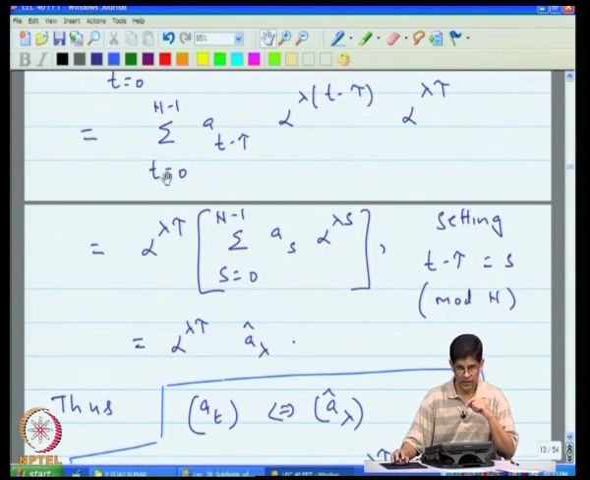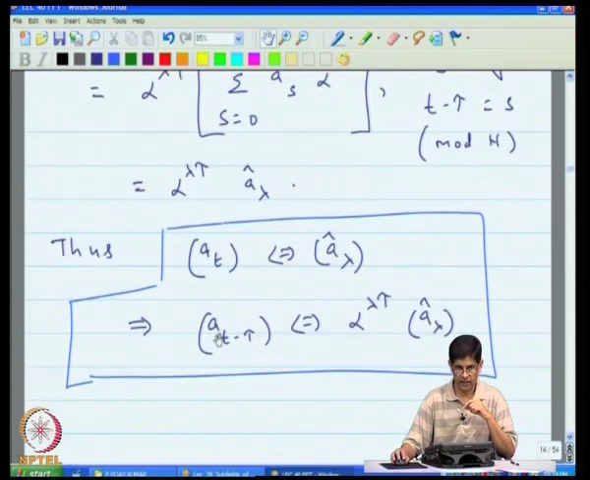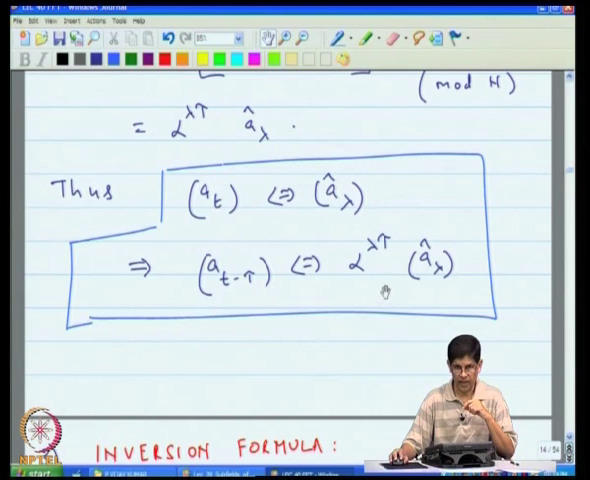Now, t ranges from 0 to n minus 1, and it is not hard to see that as t ranges over 0 to n minus 1, so does s for any fixed value of tau, because you are doing arithmetic mod n. So, change of variables, you have this. And now, if you look at this, this is nothing but the expression for A hat of lambda. And so, that tells you that if A of t has transform A hat lambda, then its cyclic shift has transform alpha to the lambda tau times A hat lambda.